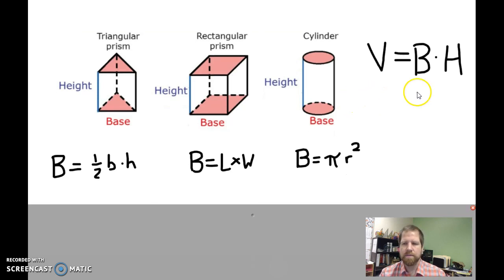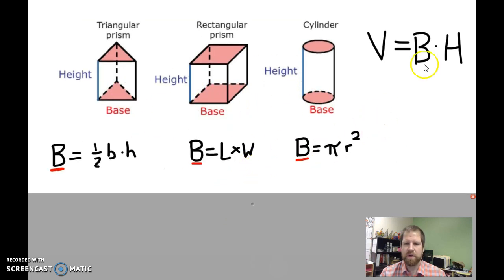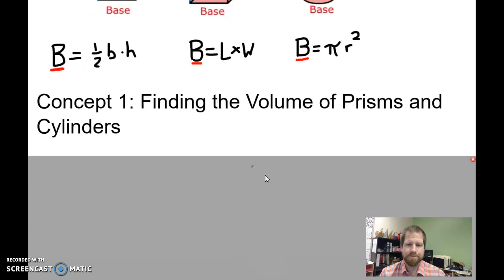All right, so we've got our big formula that goes to all three of them, and then we've got the individual formulas down here to calculate what that big base is. Okay, and these should be pretty familiar. This is the formula for a triangle, this is the formula for a rectangle, and this is the formula for a circle. Okay, finding those areas. All right, make sure you have all of these down because we're going to be using them a lot.